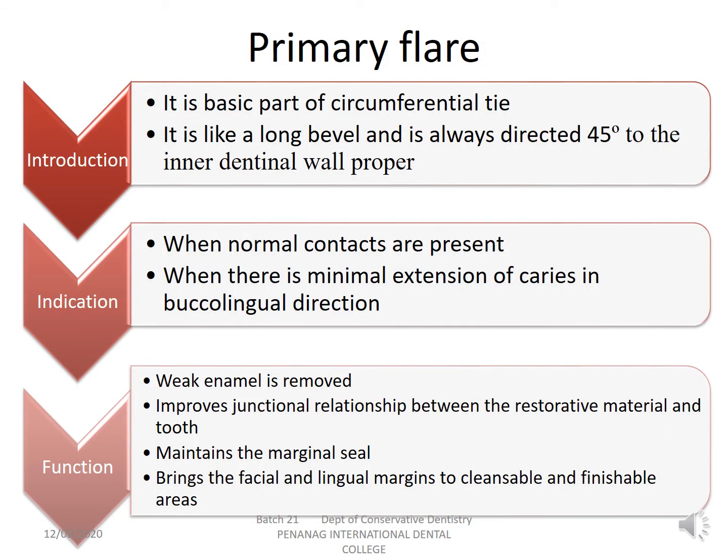So what is a primary flare? Primary flare is a basic part of circumferential type. It is like a long bevel and is directed 45 degrees to the inner dentinal wall proper. These are usually indicated when normal contacts are prepared and when there is minimal extension of caries in the buccolingual direction in the proximal area. Its main function: it removes weak enamel, improves the junctional relationship between restorative material and the tooth, maintains a good marginal seal and brings the facial and lingual margins to cleansable and finishable areas in the proximal area.